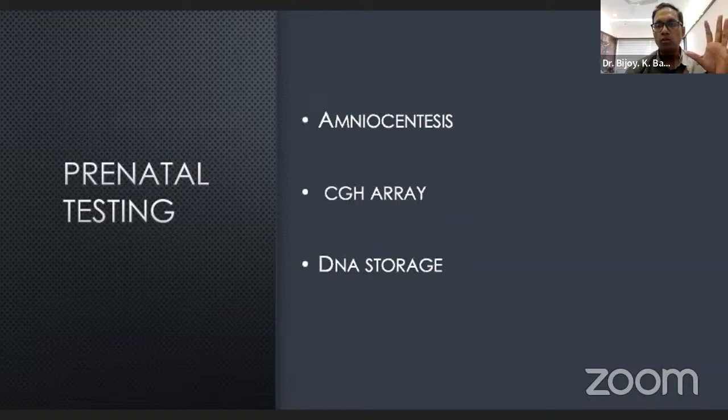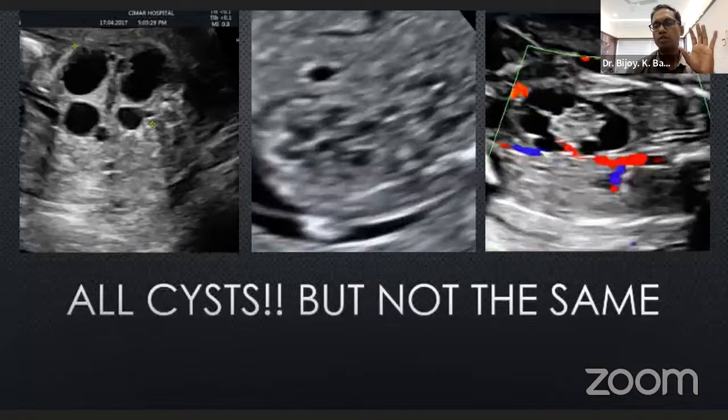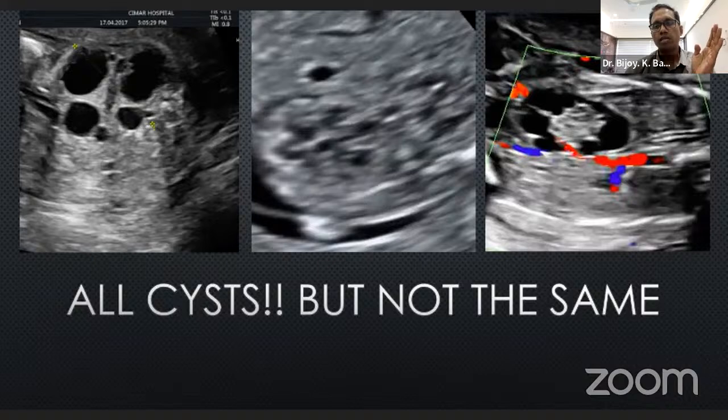Now let's go back to our initial slide. This is the slide that I showed you right at the beginning. 3 different cysts. Now what do you think of these cysts? The first one on the left-hand side came referred to us as MCDK. The second one came referred to us as ARPKD. The third one came referred to us as again MCDK. But now from this lecture, you would realize that they are not all the same.